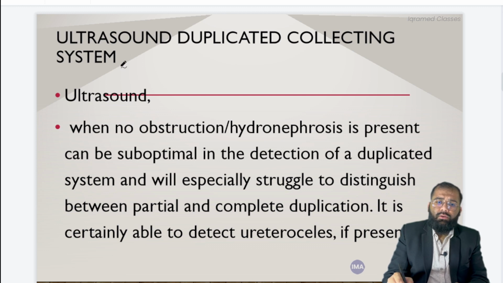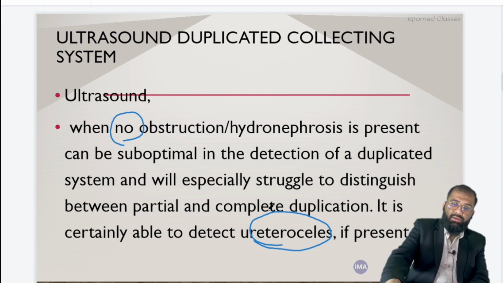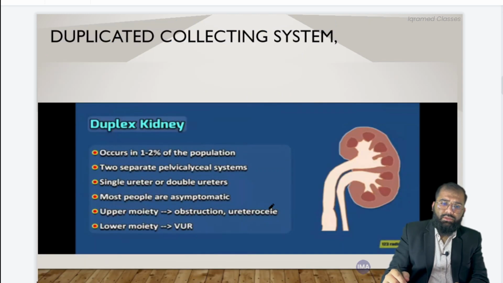So on ultrasound, when there is no obstruction or no hydronephrosis, you might miss it. Sometimes you might just detect a ureterocele, and that ureterocele should guide you to think that this can be a duplex system. Okay. So this is how a duplex kidney looks. There is one ureter and there is a second. Of course, there can be focal hydronephrosis, and we have seen the Weigert-Meyer law.